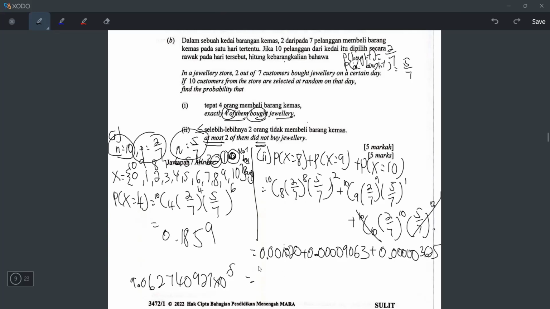Okay, now I still have to add all together. So answer plus 0.00009063 plus 0.001020. Okay, I got my answer. It's like this. It's 1.1143 times 10 power negative 3, right?